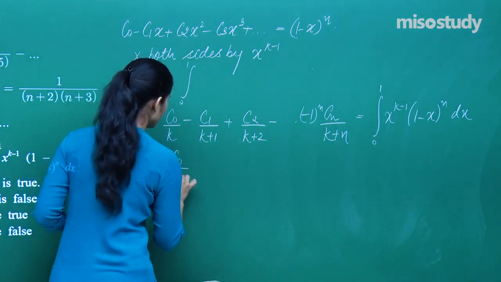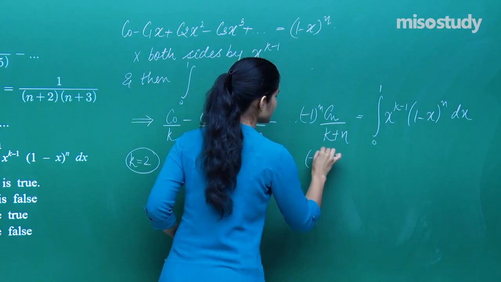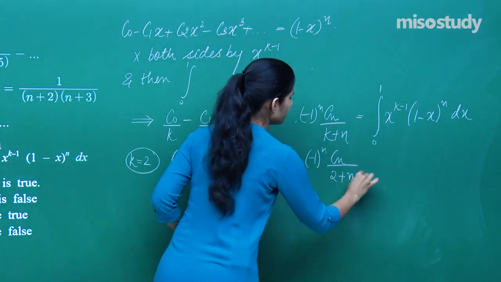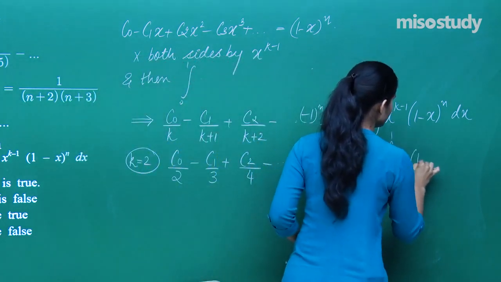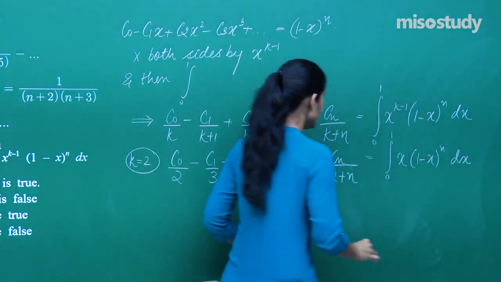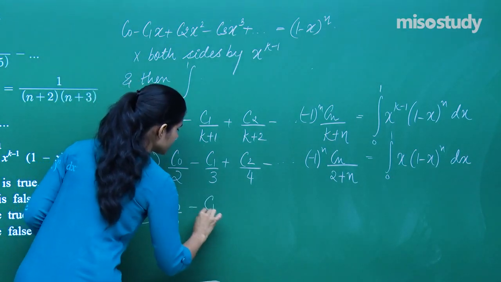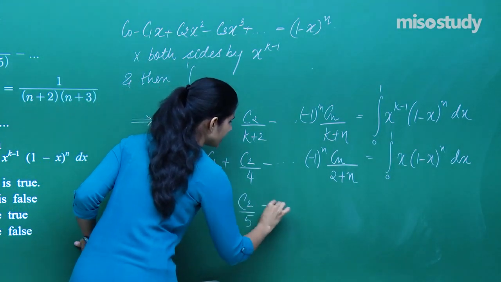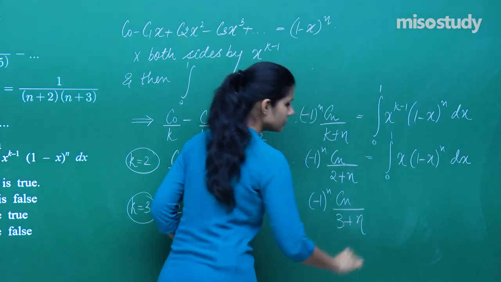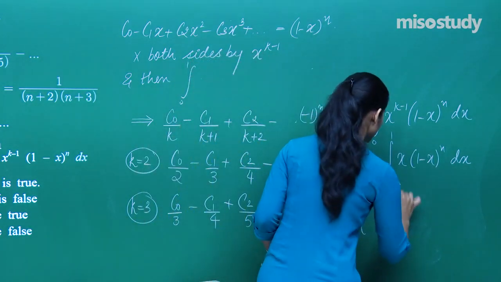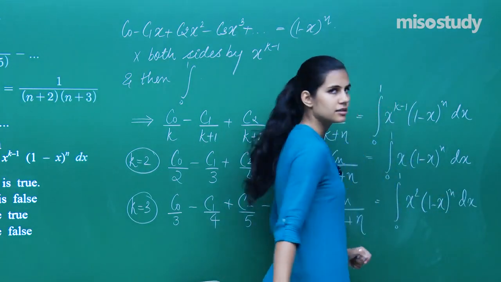for k equals 2 you get c0 by 2 minus c1 by 3 plus c2 by 4 and so on minus 1 to the power n cn by 2 plus n. Right? Here when you put k equals 2, you basically get x into 1 minus x to the power n dx. Similarly, when you put k equals 3, you basically get c0 by 3 minus c1 by 4 plus c2 by 5 and so on minus 1 to the power n cn upon 3 plus n. So when you put k equals 3 in here, you get 0 to 1 x square 1 minus x to the power n dx. Fine.